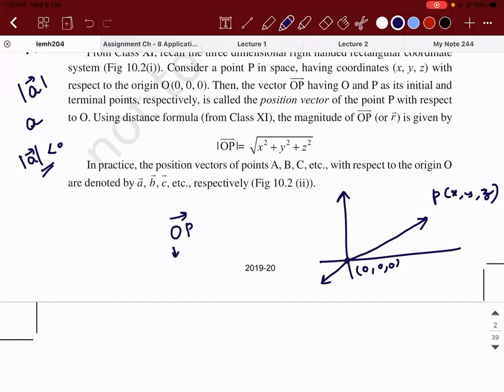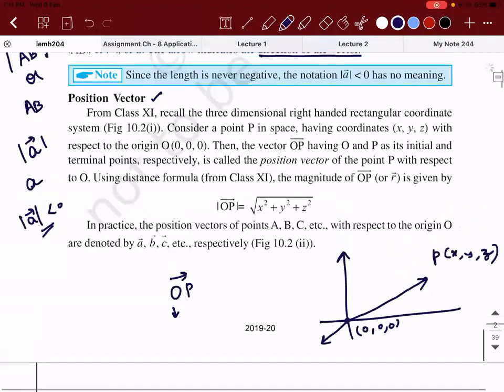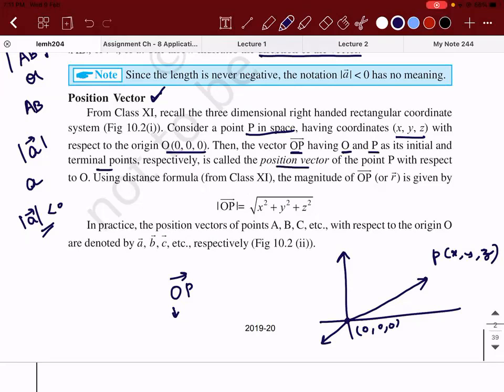Generally, O is used only for origin. O is mostly not used for anything else. So wherever you see OP bar, OQ bar, OA bar, OB bar, whichever starts with O, by default the starting point is the origin, which is 0, 0, 0. And those vectors whose initial point is the origin are called position vectors. Consider a point P in space having the coordinates x, y, z with respect to the origin 0, 0, 0. Then the vector OP bar, having O and P as its initial and terminal points respectively, is called the position vector of the point P with respect to O.